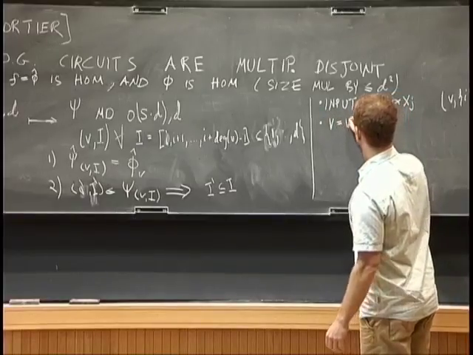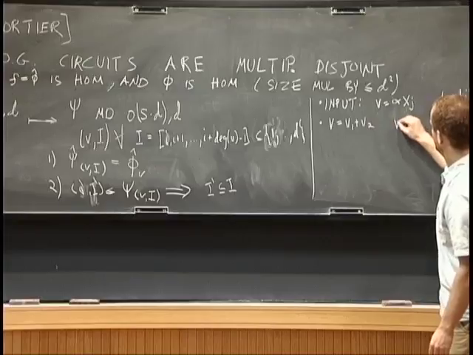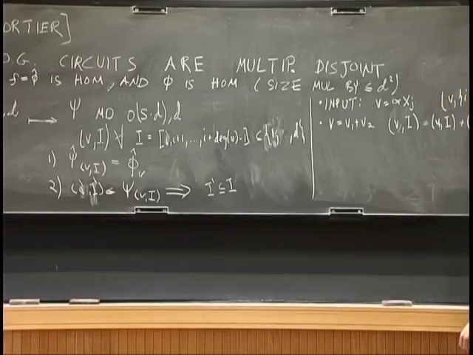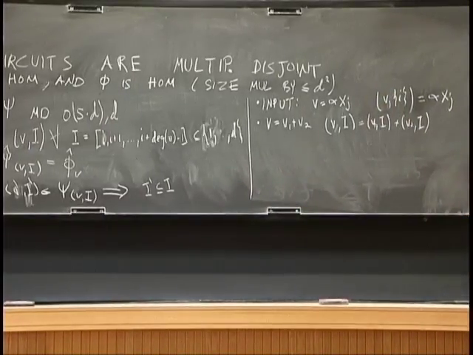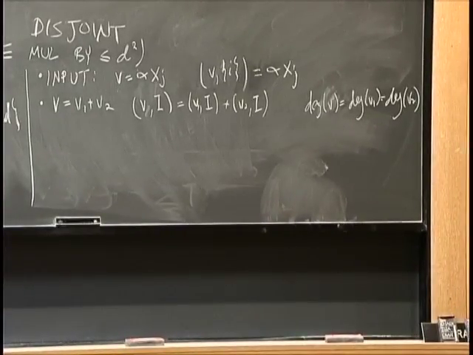Another simple case is that V is V1 plus V2. We do exactly the same thing. We define V of I as the sum of V1 of I and V2 of I for every I. The first property holds because it just holds. The second property holds because the circuit phi is homogeneous. Without loss of generality, the degree of V is equal to the degree of V1 is equal to the degree of V2. If we sum up two homogeneous polynomials, and they sum up to a third homogeneous polynomial, and all of them are non-zero, then their degrees must be equal.